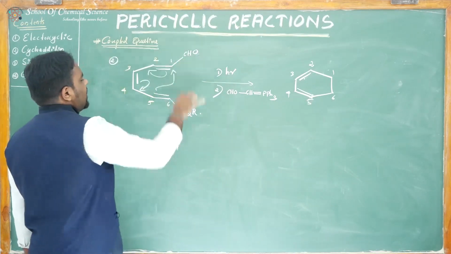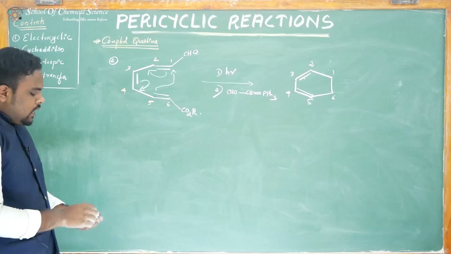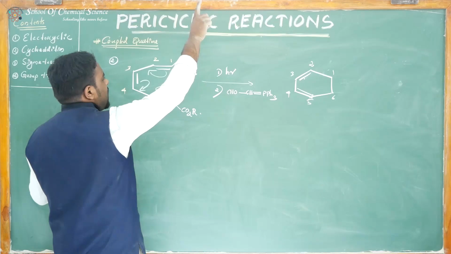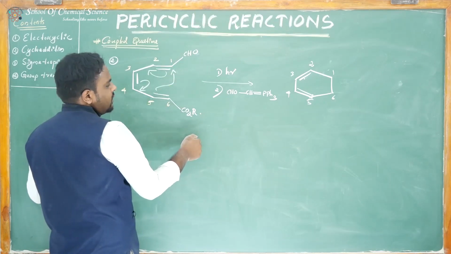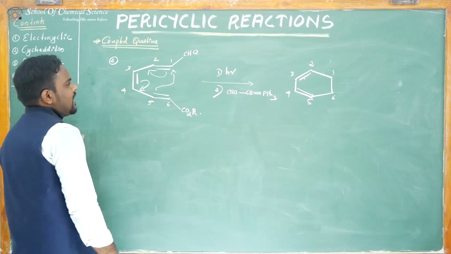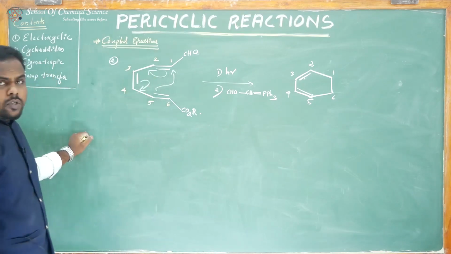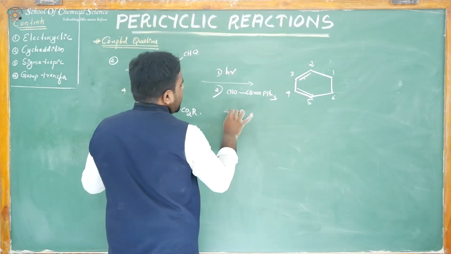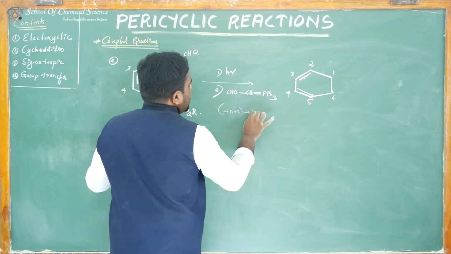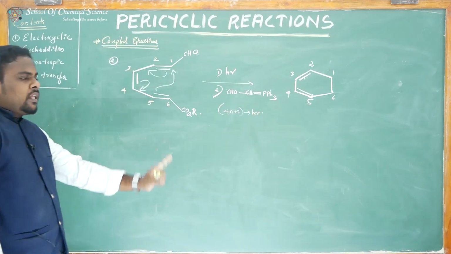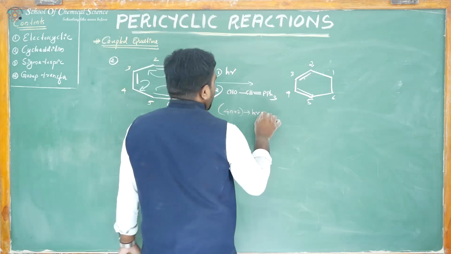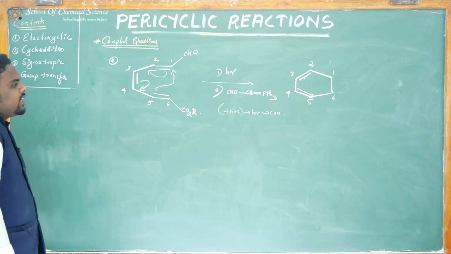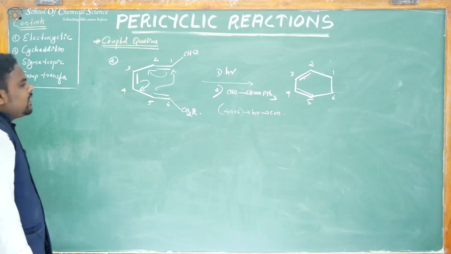Here two groups are there. What is the stereochemistry of those two groups? One group is towards the upside, one group is towards the downward side, so both groups are on opposite sides. And how many electrons are involved in the cyclization process? 2, 4, 6, so 6 electrons. So the system is a 4n plus 2 system. For 4n, thermal conrotatory; for 4n plus 2, photochemical conrotatory.